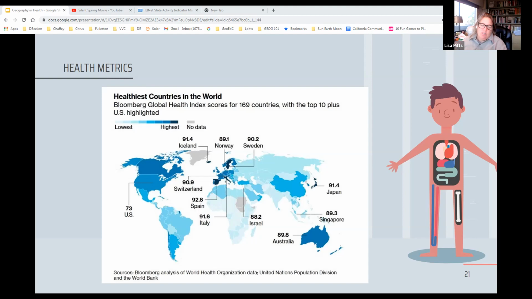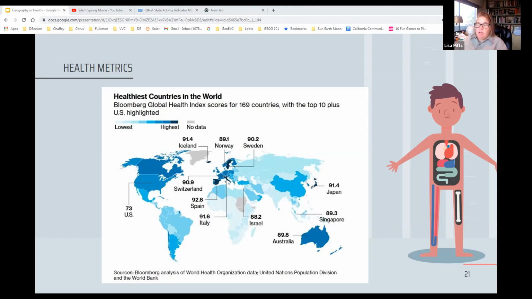So this is the Bloomberg Global Health Index scores for 169 countries. And the top 10 healthiest countries in the world are highlighted. So the US, you know, but Japan is the healthiest. Japan and Iceland. Oh no, Spain, look at how high Spain is. So we're at 73. That's the lowest. We just barely made the top 10.